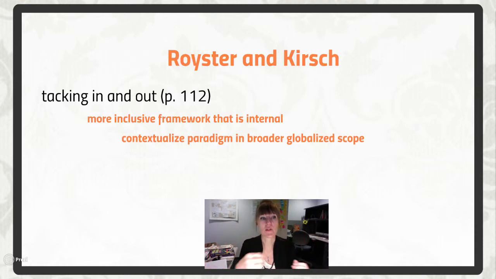So Royster and Kirsch's approach is tacking in and tacking out. They start with a more inclusive framework that's internal. So how do we focus on this group? How do we account for these women? How do we let them account for themselves? How do we let them speak for themselves? And that's tacking in. And then if we take that more globally, how do we contextualize this paradigm, especially the shifted paradigm where we're including more women's voices, into a broader globalized scale? How do we make this applicable across the world? How do we use this particular framework that we learned from this small group of women and then try to find bits and pieces of this elsewhere to continue to help women all across the world?